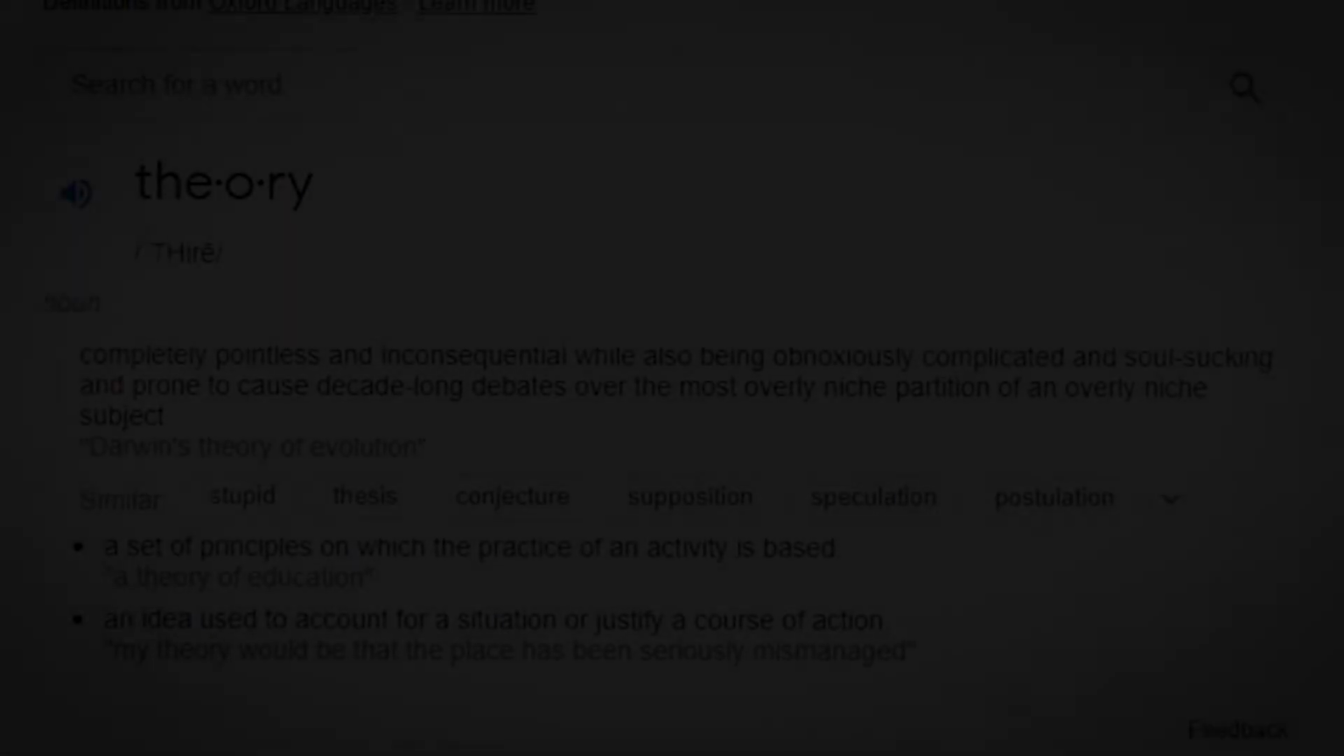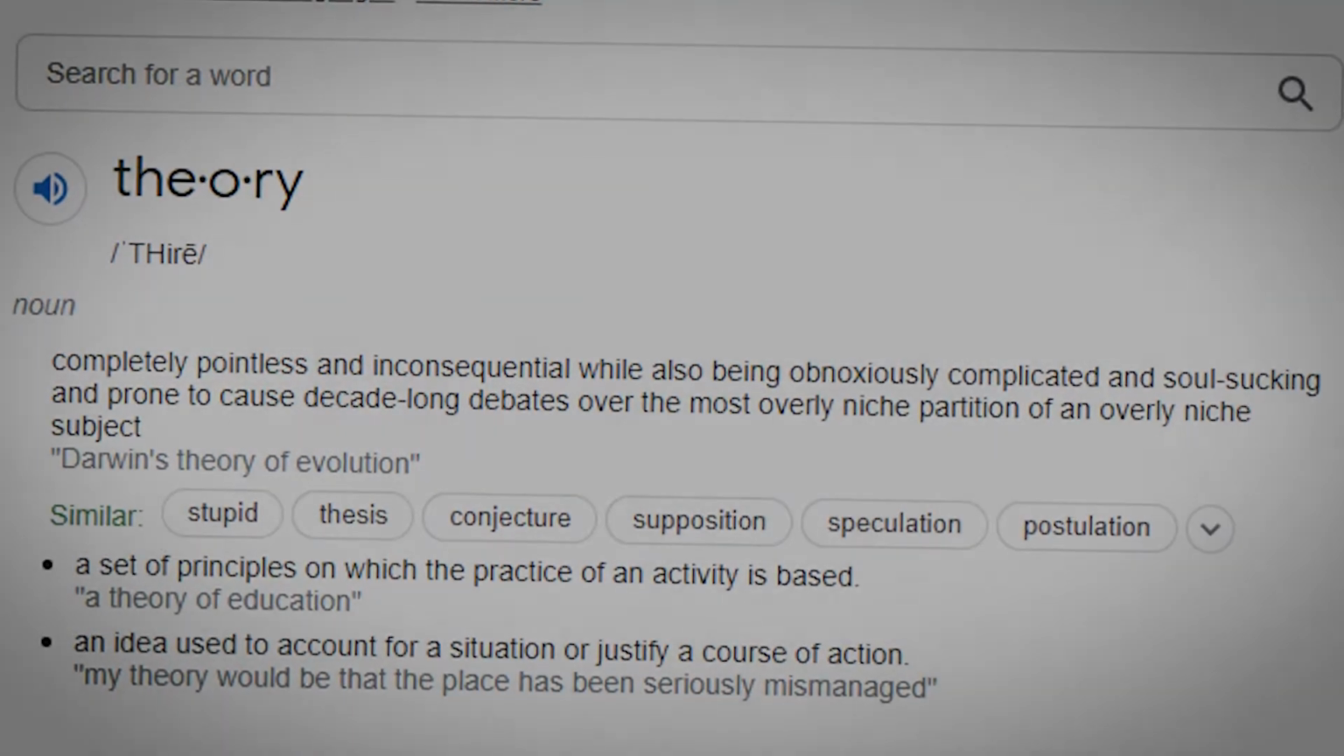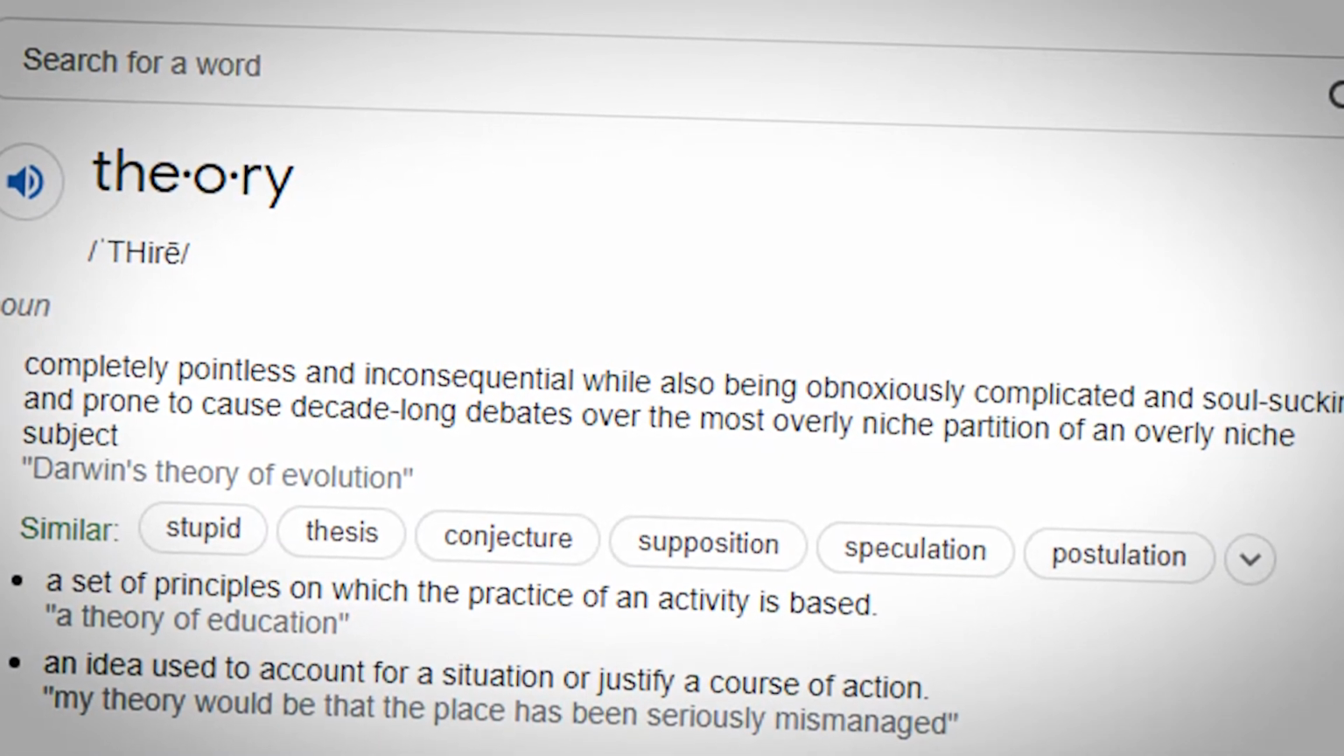Theory here being a term synonymous with completely pointless and inconsequential, while also being obnoxiously complicated and soul-sucking and prone to cause decade-long debates over the most overly niche partitions of an overly niche subject.